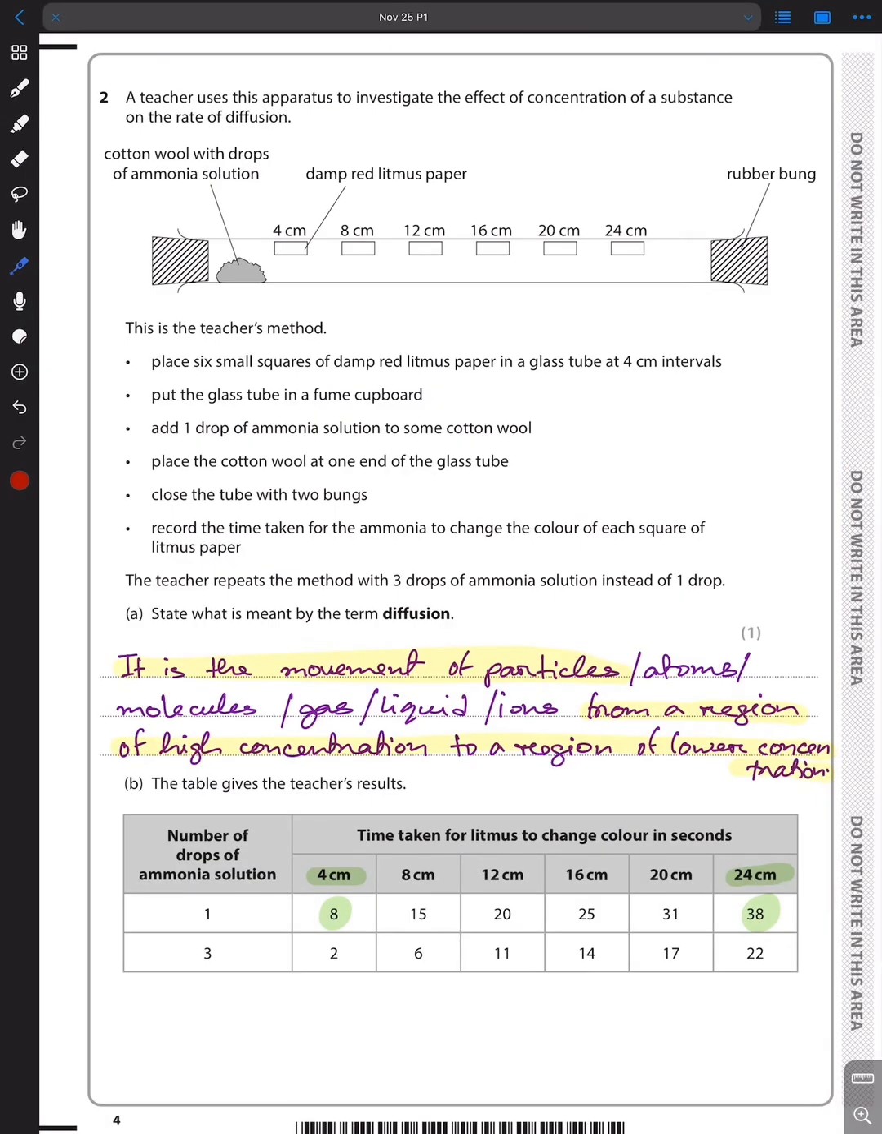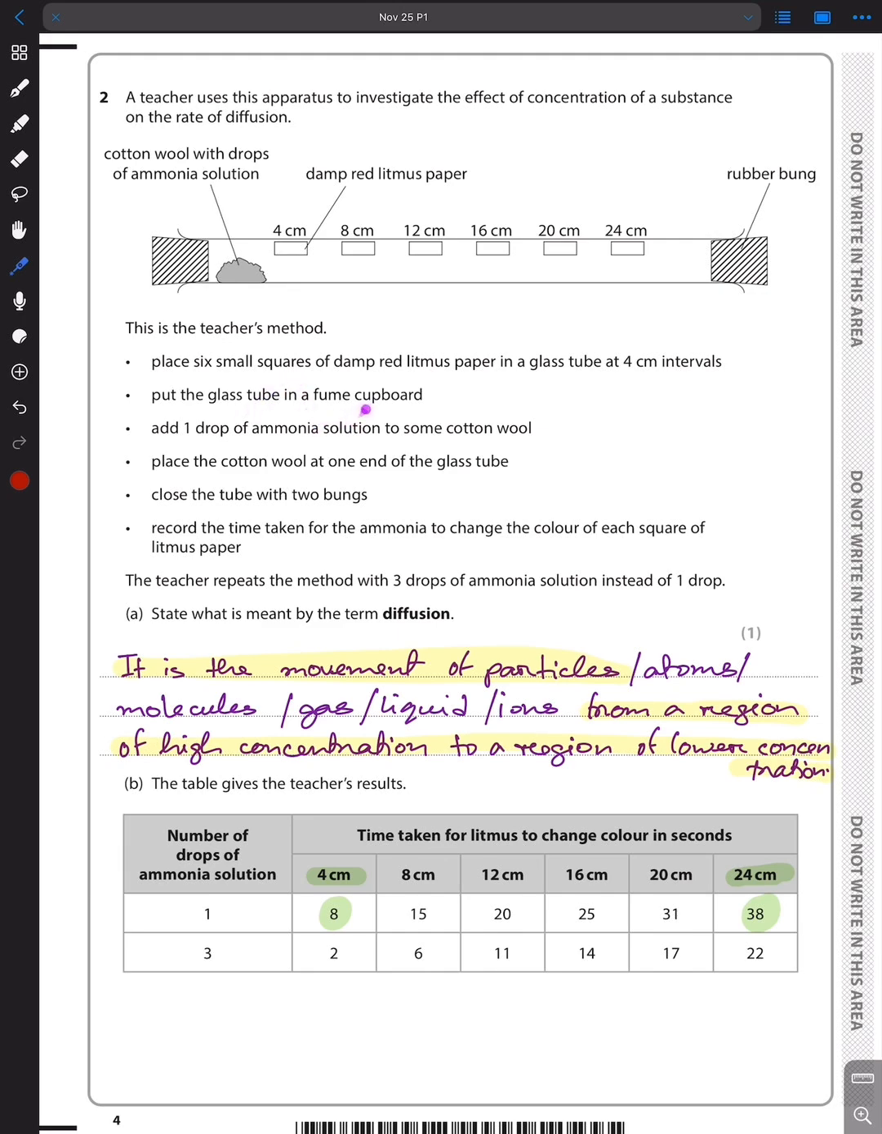Question number 2. A student uses this apparatus to investigate the effect of concentration of a substance on the rate of diffusion. So here the teacher places 6 pieces of damp litmus paper at regular intervals, which is 4 centimeter. The distance of the litmus paper is our independent variable because we are changing the distance. That's why this is our independent variable, and our dependent variable will be the time taken for the litmus paper to change its color.